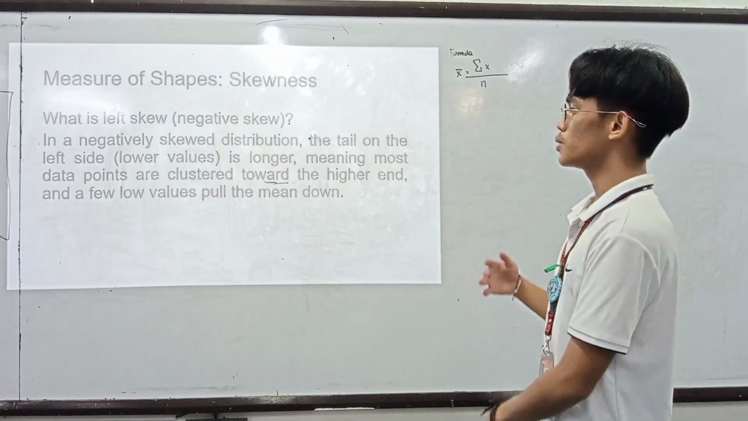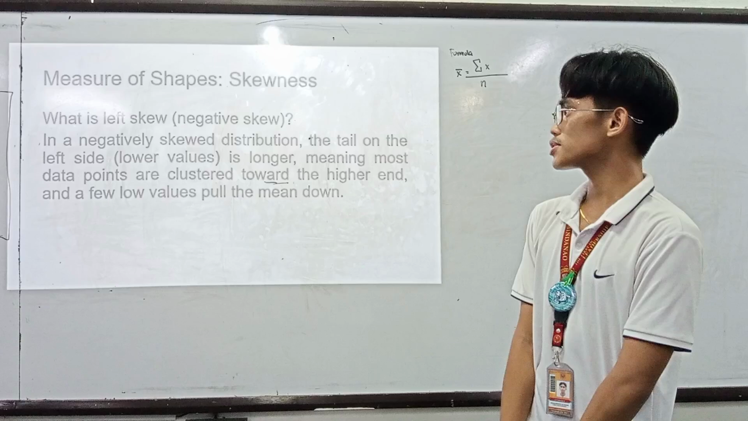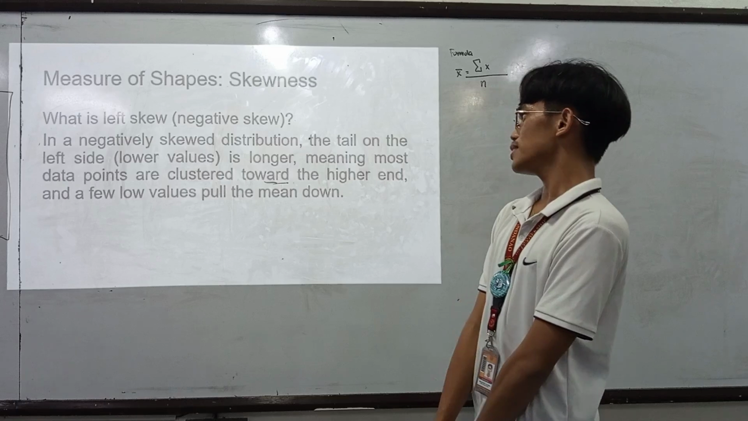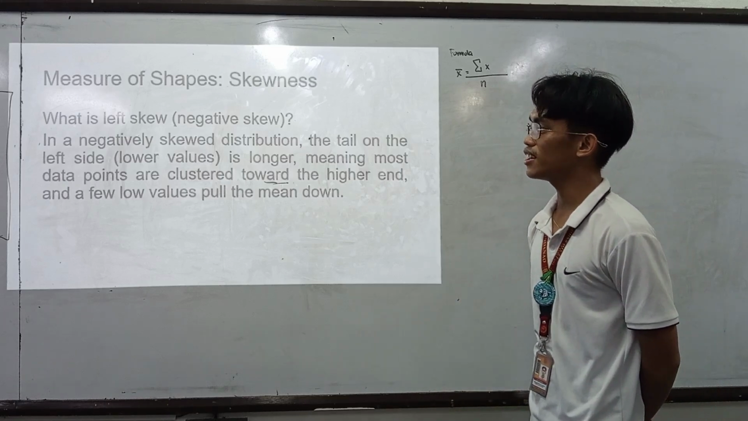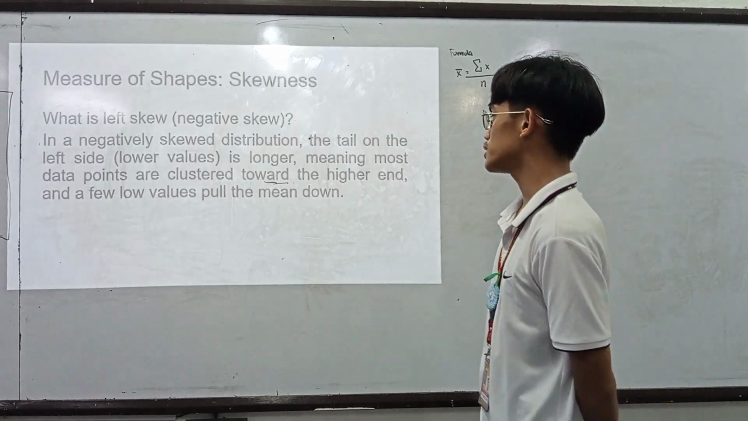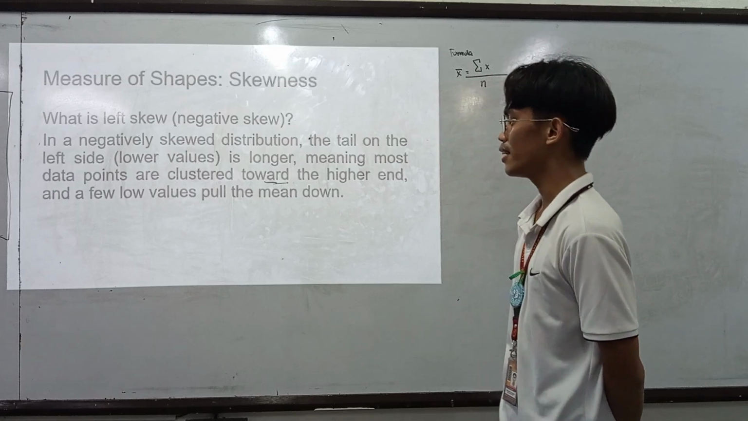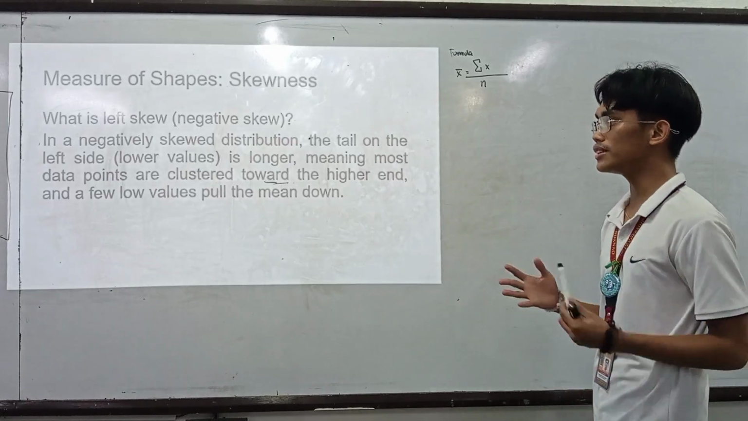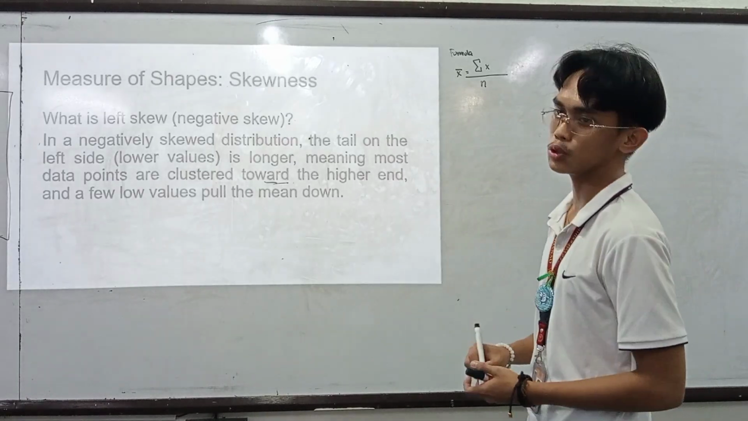Now let's proceed to the left skew. What is left skew, or the negative skew? In a negatively skewed distribution, the tail on the left side, the lower values, is longer, meaning most of the data points are clustered towards the higher end, and a few low values pull the mean down. To further discuss the left skew, let's put it into a problem.